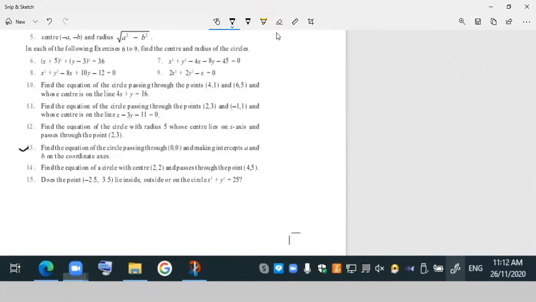Today we'll complete the circle. Find the equation of the circle passing through 0, 0 and making intercepts A and B on the axes. Question number 13.